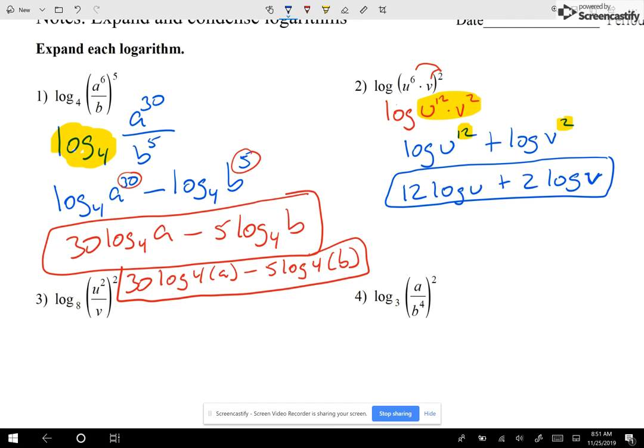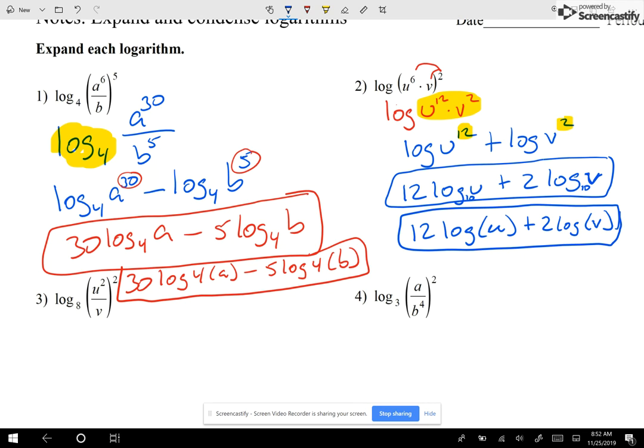Whenever we don't see a base, in this case, logarithm, we assume it's base 10. Now, when we type this, if you were to write the logarithm base 10 or not, that's optional. Like I said, when we don't see a base, we know it's base 10. The way I will type this will be 12 logarithm of u plus 2 logarithm of v. Notice I did not put a base on my log because I know it's base 10.